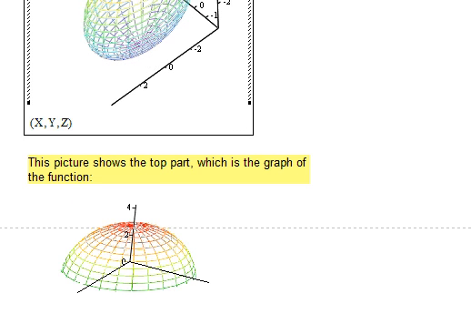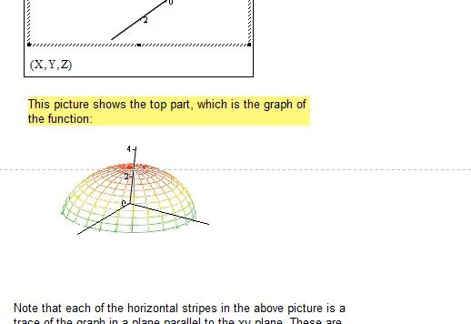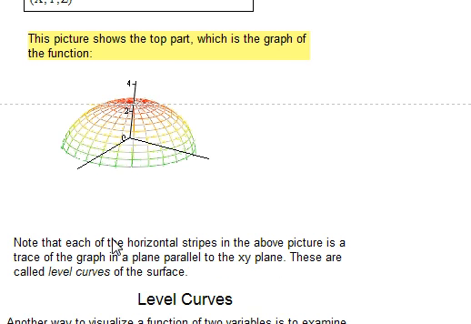And I actually took a better picture of that, but I can't rotate this one anymore. But that's what the function is. The function is this surface. And so there's the graph. So note each of these horizontal stripes that goes around here is what's called a level curve, and more on level curves in the next video.